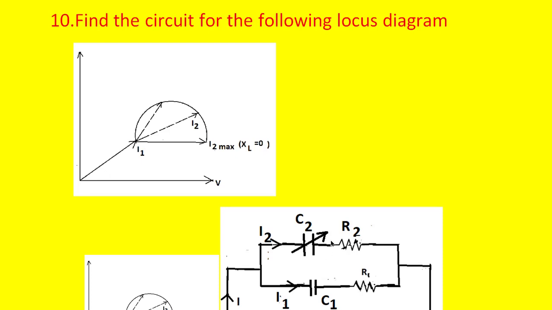Then if you further increase XC, automatically the current starts leading the voltage by some angle, like this I2. In case XC2 becomes infinite, the current becomes 0 here. So ultimately it traces a semicircle with respect to the voltage vector, or with respect to the I2 maximum.